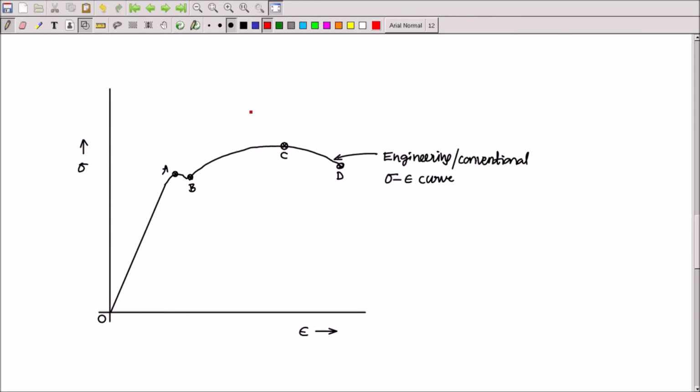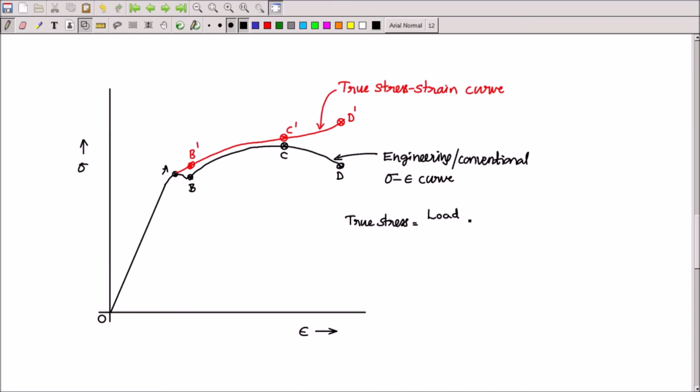Now if I take the instantaneous cross section and try to draw the stress strain diagram, it looks like this. This point corresponds to the fracture point. This point corresponds to the ultimate stress point, and a point you can note here as the lower end. So corresponding points are shifted above when you use the true stress strain curve. So this is the true stress strain curve. If somebody asks you what true stress is, you have to define it as the ratio between the load at any instant and the cross-sectional area over which the load acts at that instant. That is the true stress definition.